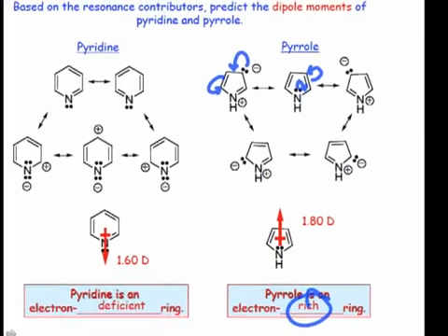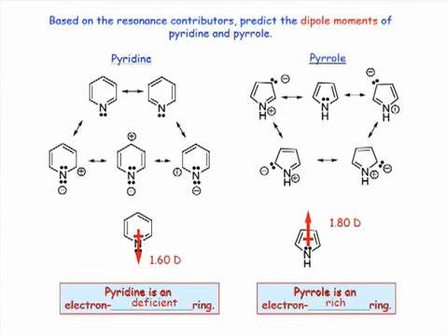In the next lesson, we'll investigate some of the important differences in reactivity between electron deficient and electron rich rings.